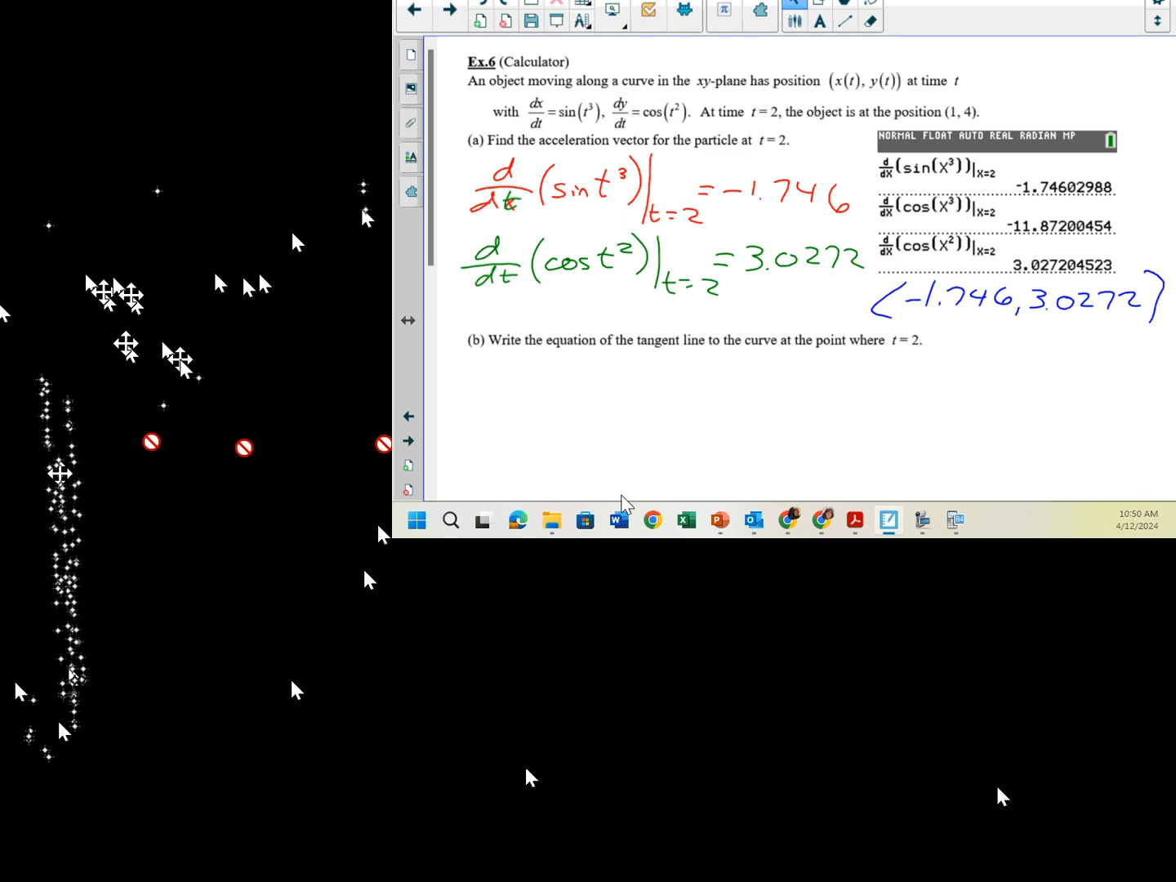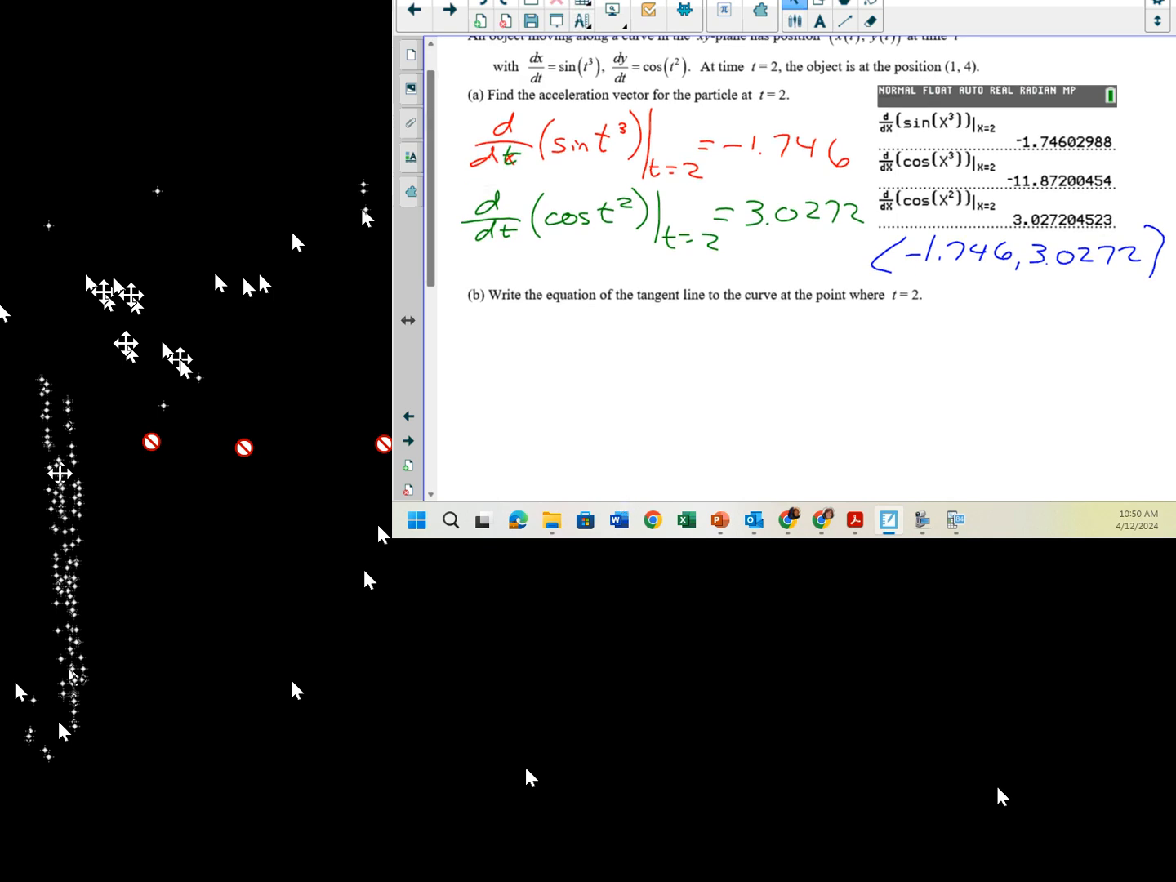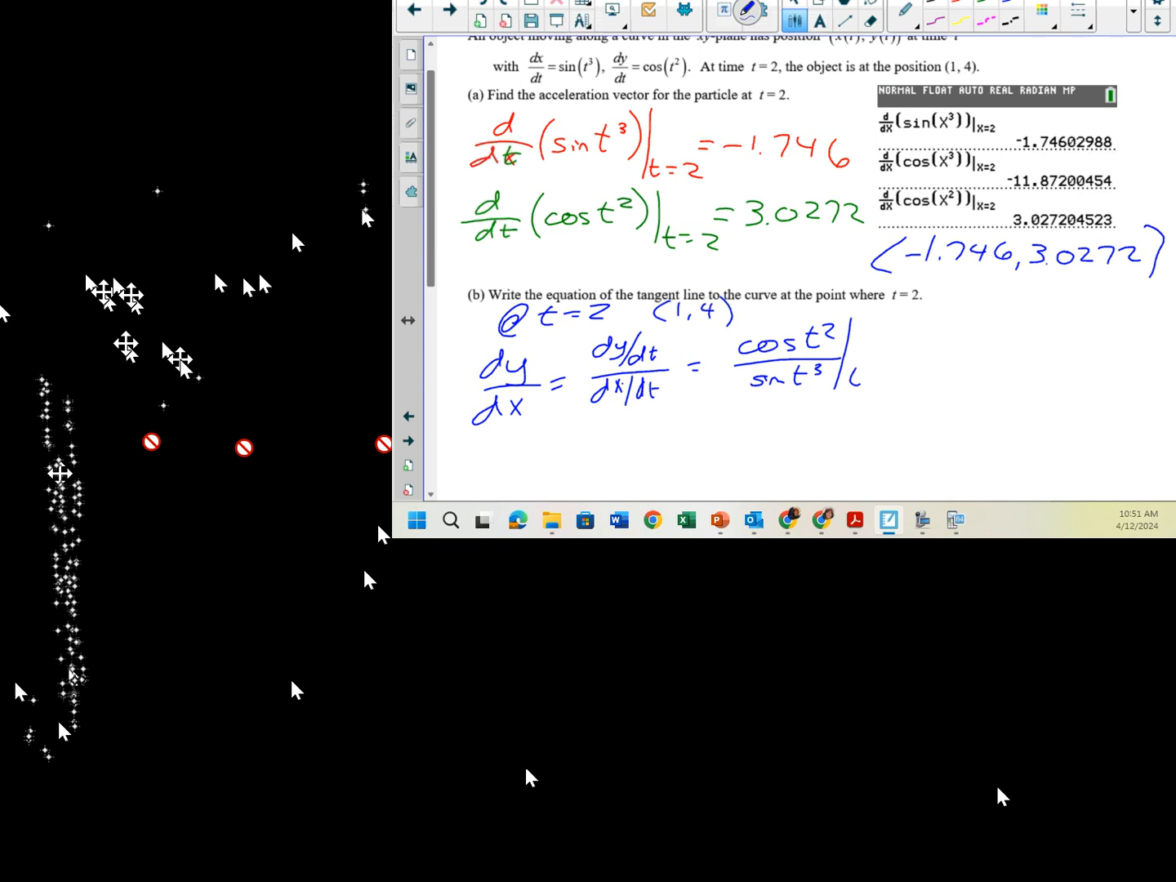Don't do it. Equation of a tangent line. What do you need to write an equation of a tangent line? You need slope and point. Do I have either one right now? What do you have? The point is what? Now I need to find dy dx. By the way, that would be dy dt divided by dx dt. So that would be the cosine of t squared over the sine of t cubed evaluated at t equals 2.